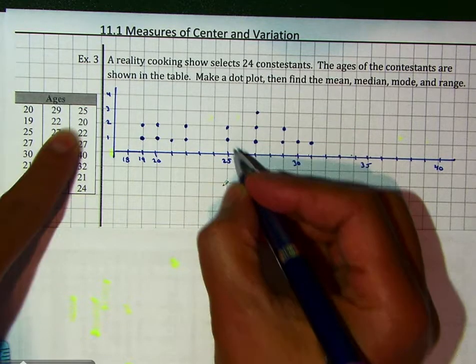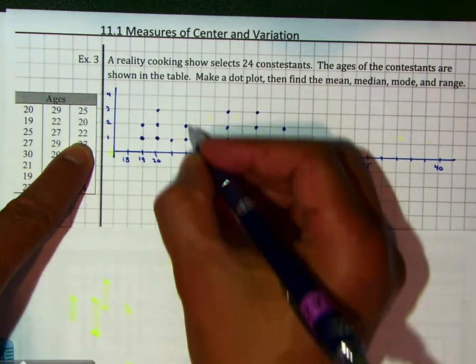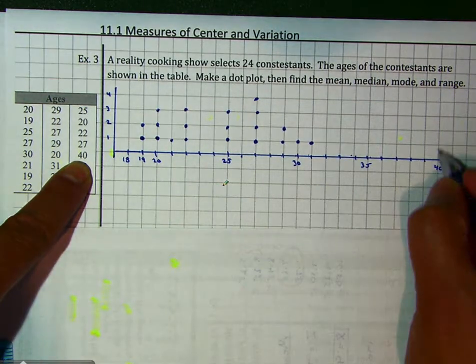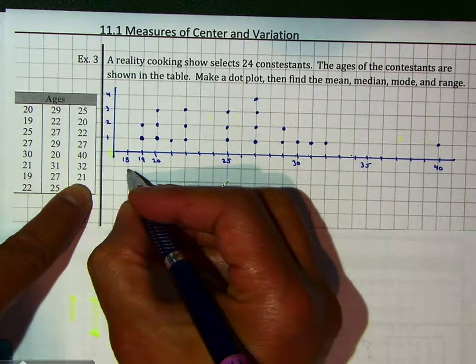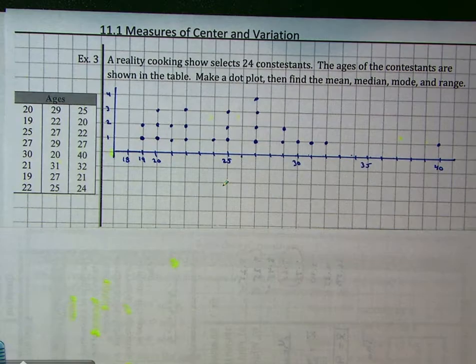25. Another one for 25. Another one for 20. 22. 27, 40 gets 1, 32 gets 1, 21 gives a second one, and 24 gets 1.